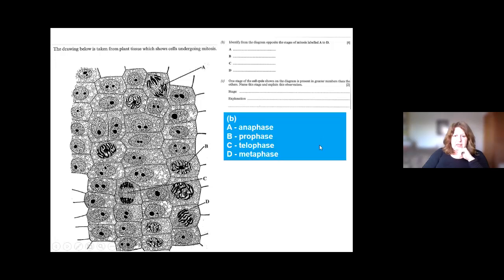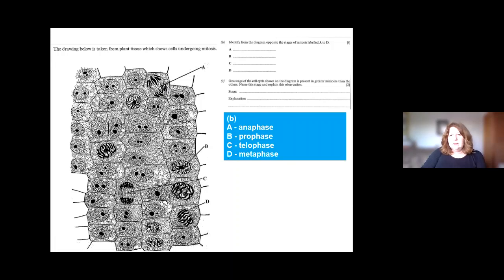So we can see that D meeting in the middle, they've not started heading towards the poles. We can see that C is telophase because we are well and truly at the poles there. Okay, and you should be okay with A being anaphase because we're heading to the poles, but we're not right there. The strands are still in the middle part of that cell to an extent. Okay, and hopefully you recognize prophase now.